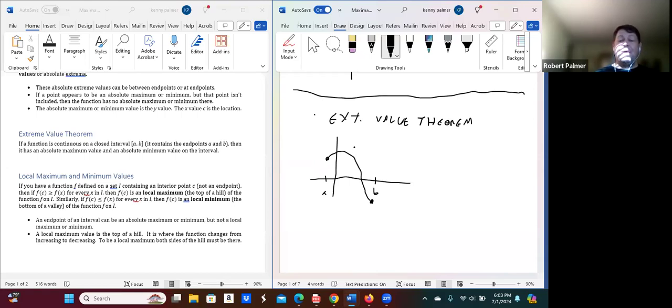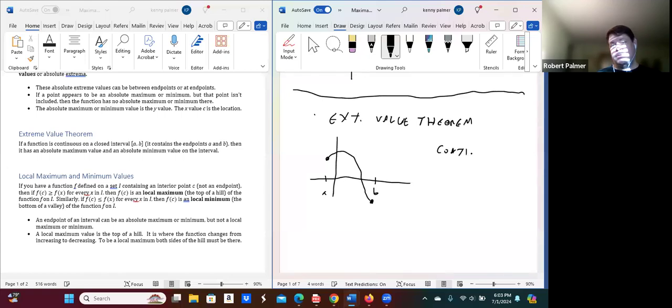Now, as we saw, if you had a gap or a hole in it, if it's like a piecewise function, or if your endpoints aren't included, possibly that might not be true. If you have asymptotes or something like that, so anything that makes it discontinuous, or if you're missing the endpoints, then that might not be true. But in a case like this, it always has an absolute maximum and minimum.